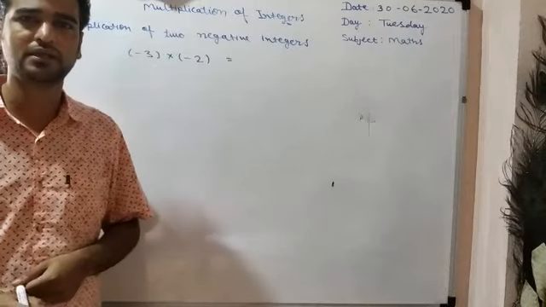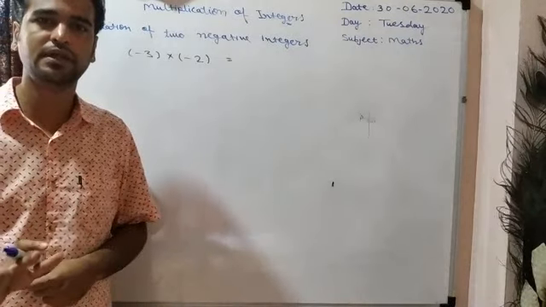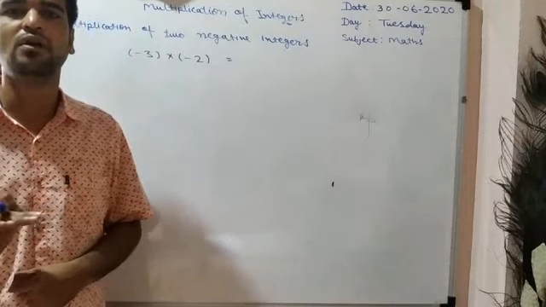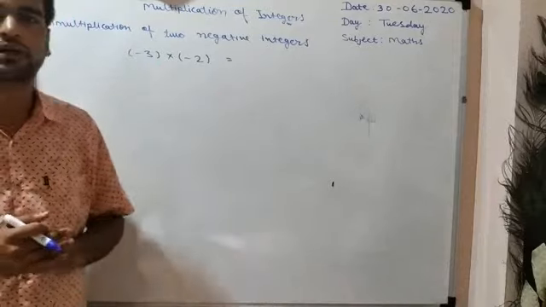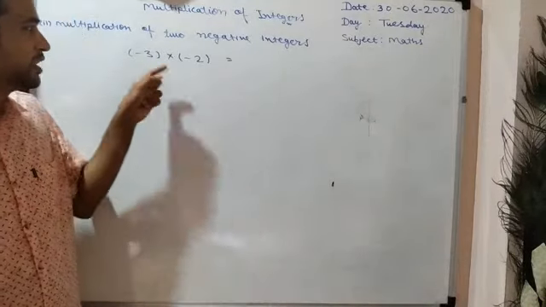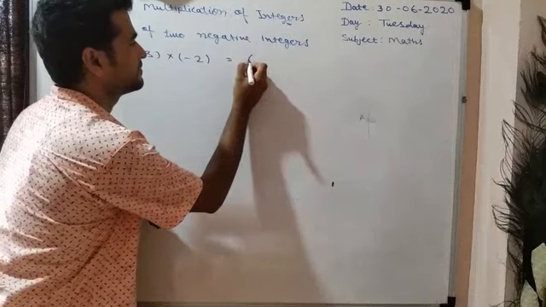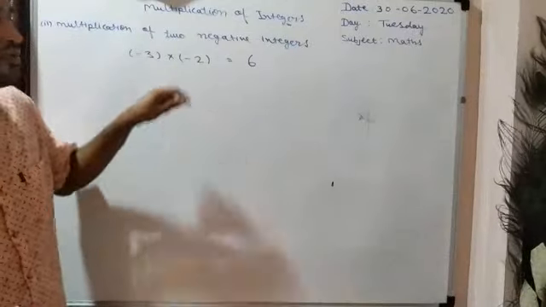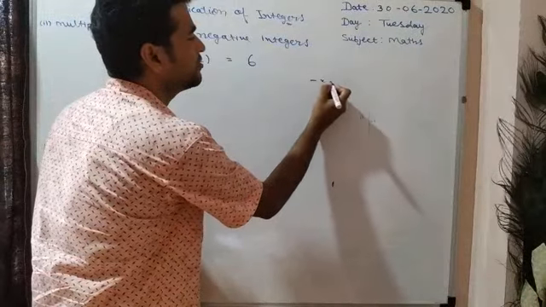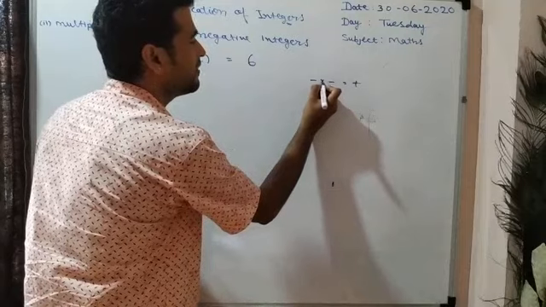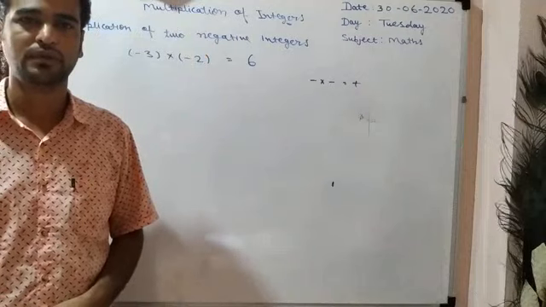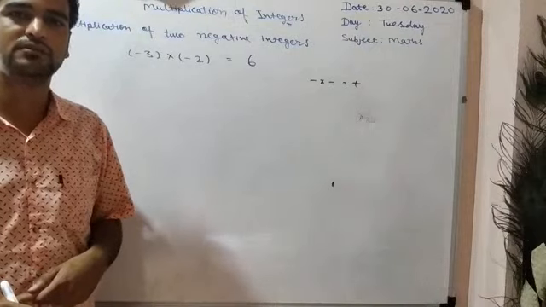If we want to multiply these two negative integers, first thing, ignore the sign. Multiply the numbers as we multiply whole numbers. 3 into 2. What is 3 into 2? 6. Yes, 3 2s are 6. So we can write here 6. Now we will check the sign. Here we have one negative and another negative. So this negative into this negative will become positive. Whenever we multiply two negatives, the result becomes positive. So minus, minus, it will become plus.